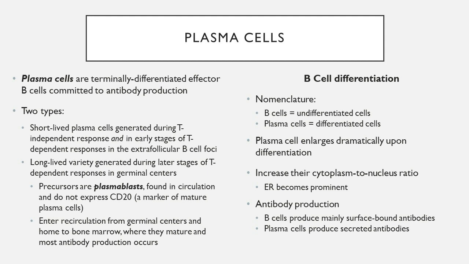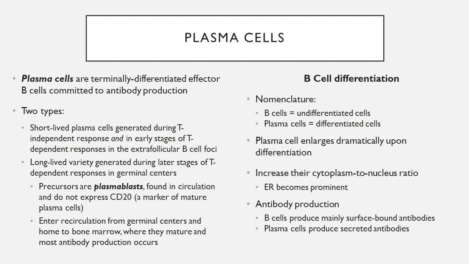So to clarify some nomenclature, particularly in this chapter and onwards, whenever we say B cells, we're usually talking about undifferentiated cells that have yet to be activated. And then plasma cells are fully differentiated cells that are committed to producing antibodies.